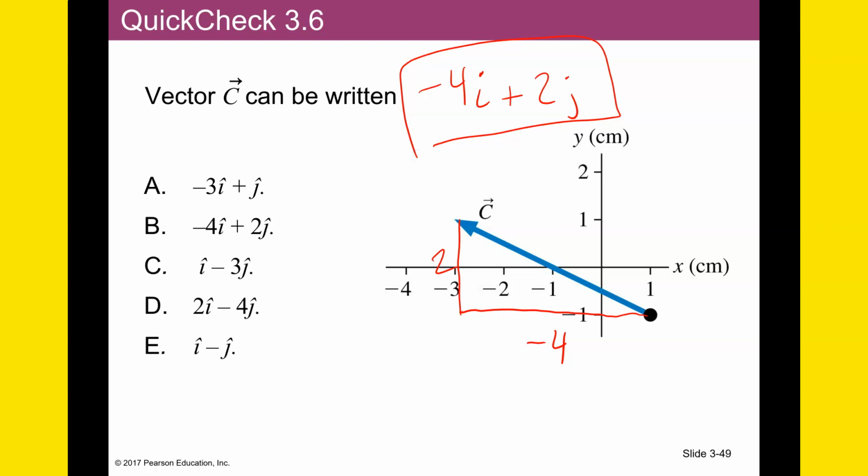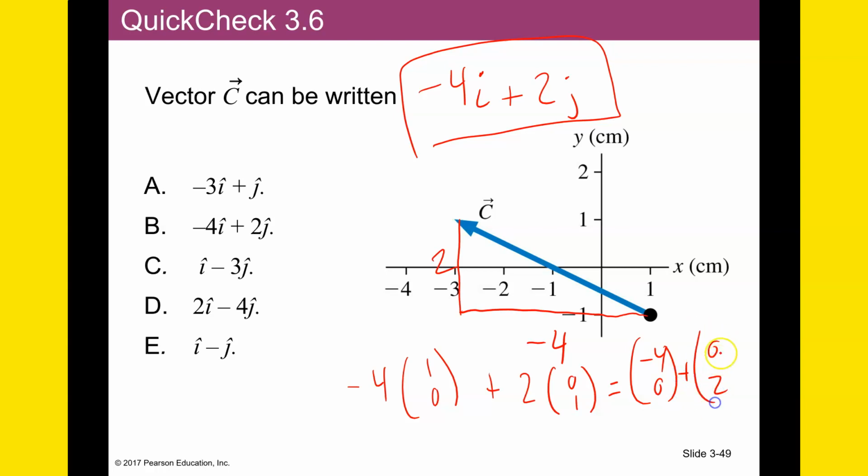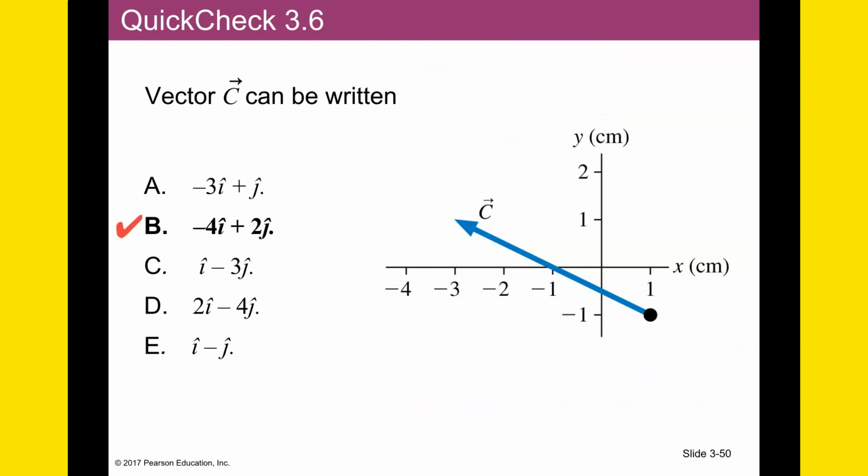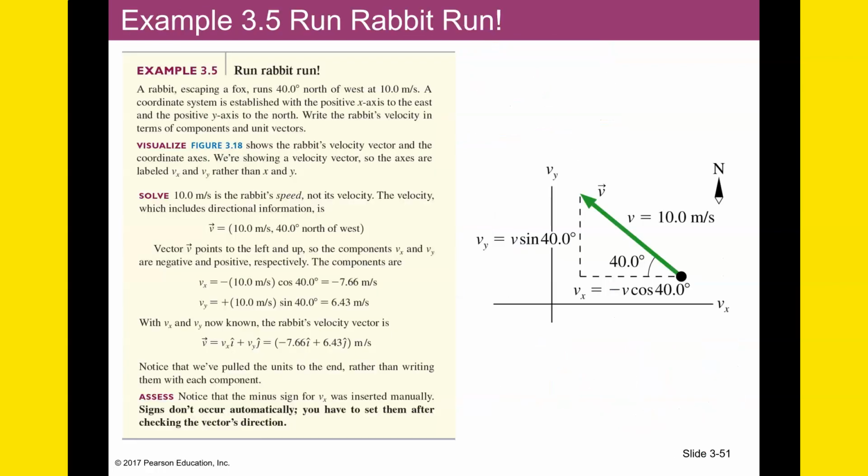And just to show you how this is working, this is negative 4, and i is the vector 1, 0, plus 2, and j is the vector 0, 1. So that's the vector negative 4, 0, plus 0, 2, if I multiply those things. And then you add them together, you get the vector negative 4, 2, which is exactly what I've told you to do before. So they are the exact same thing, just written with a different notation.